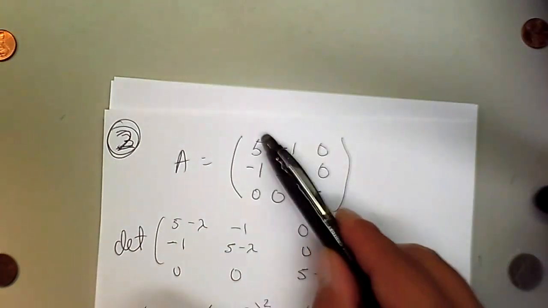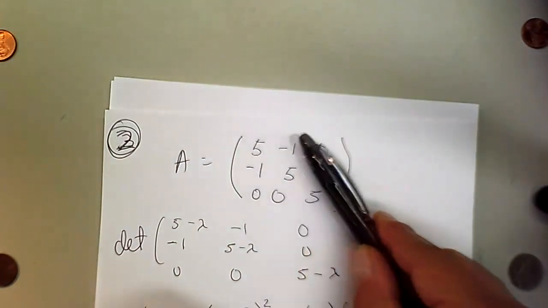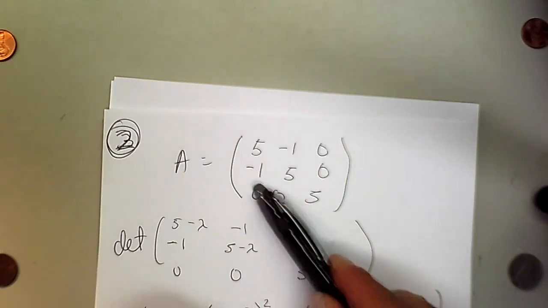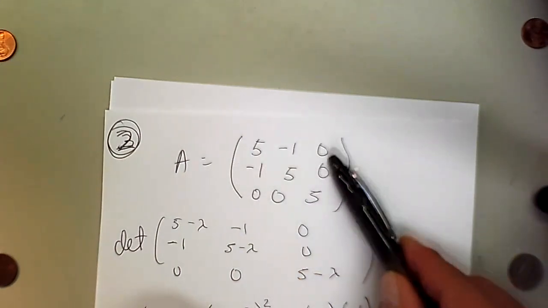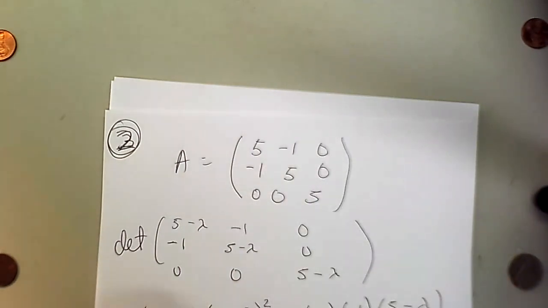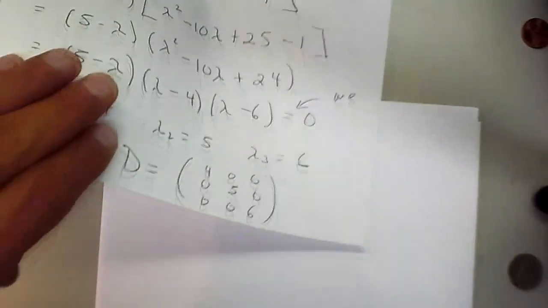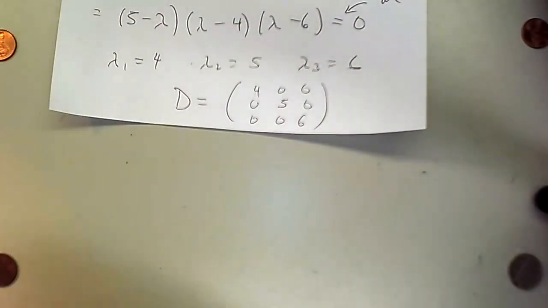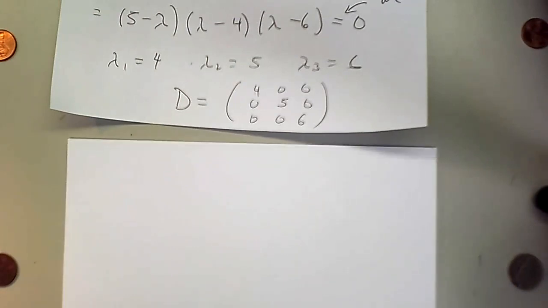What we mean by that is that this column is equal to this row. The second column is equal to the second row. The third column is equal to the third row. That's the other way to characterize a symmetric matrix: the columns and the rows are equal in the same order.